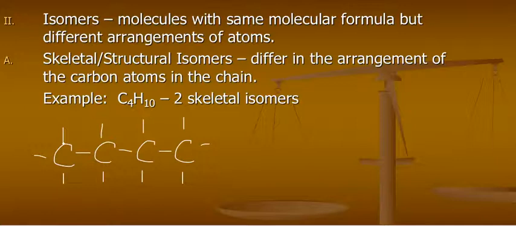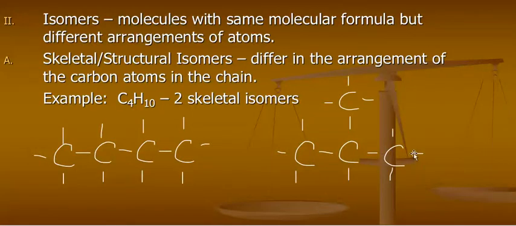Another way to draw C4H10 would be in a branched chain like this, and then we could put the hydrogens on carbons. Carbon always forms 4 bonds, so we assume hydrogen is there even if it's not written because we know carbon always forms 4 bonds.